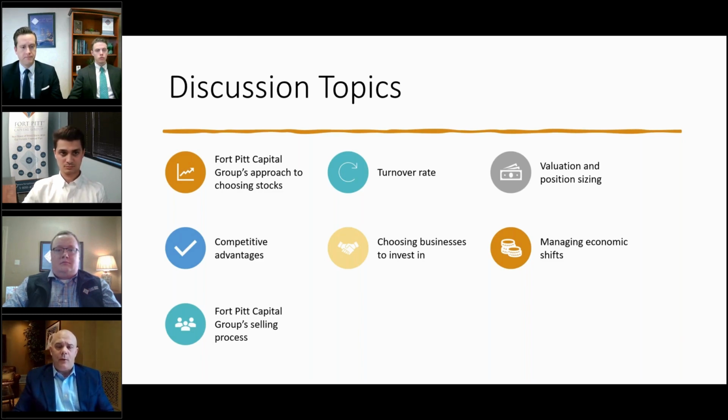In terms of the time frame question, we're long-term investors, so we may hold a stock for 5 or 10 years or multiple decades in certain situations. But in terms of the time frame for evaluating a stock, we're generally looking out over a 3 to 5 year time horizon to try to project the company's earnings and cash flows, and then we try to determine a fair value for the business.